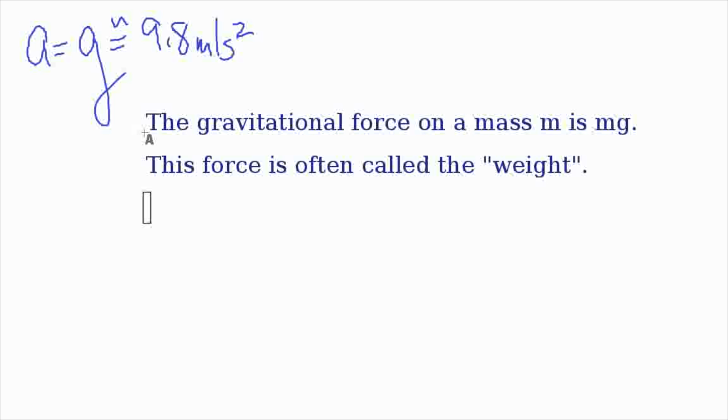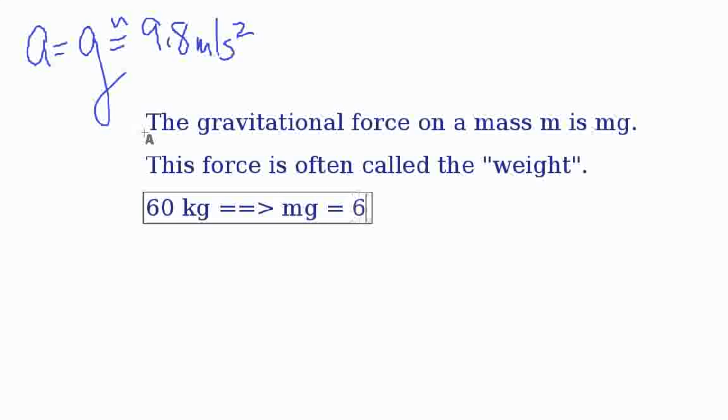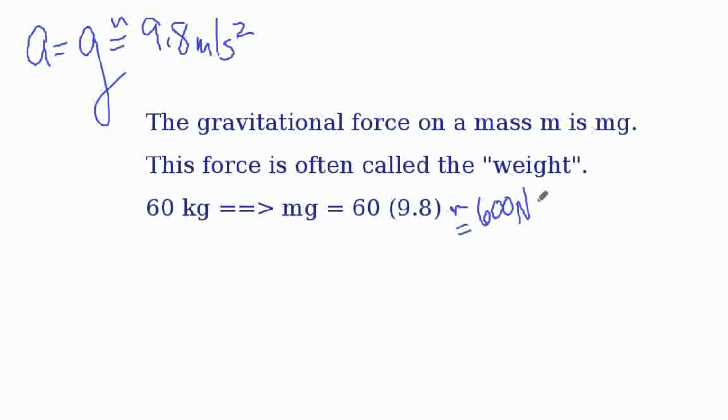If something weighed, let's say 60 kilograms, then to find the weight, the gravitational force, we do mg. So we do 60 times 9.8. That's going to be roughly 600 newtons. You can get a more accurate answer on your calculator, but roughly about 600 newtons. So it would be correct for you to give your weight in terms of newtons.